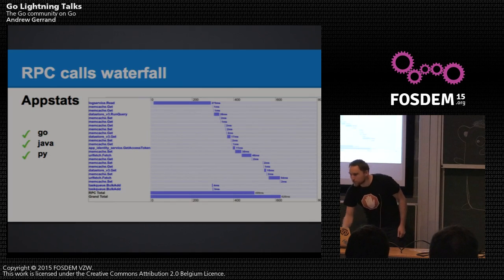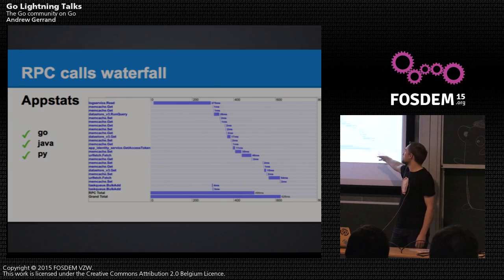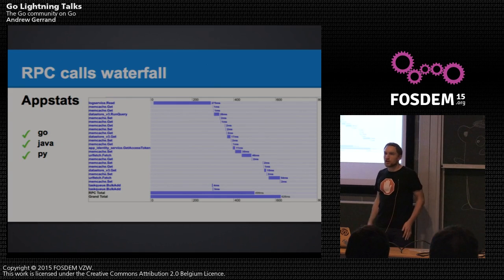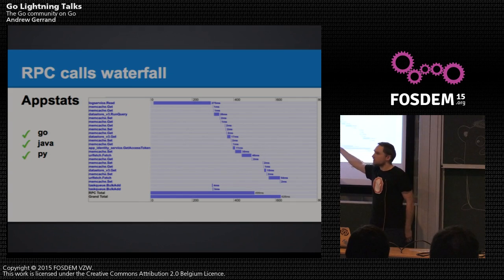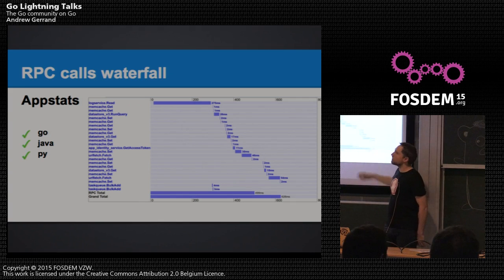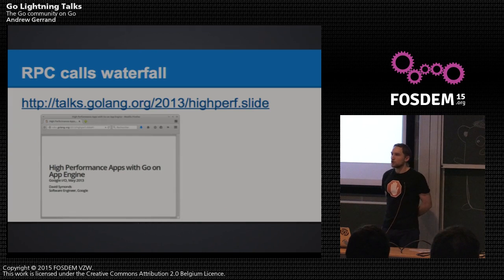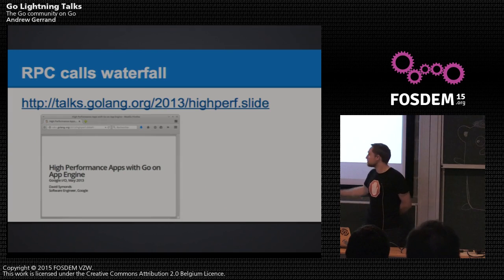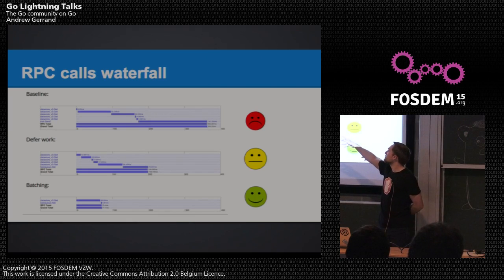You have the waterfall. Usually, when your request takes 600 milliseconds to respond, that is not great. We can see it's because of all the RPC calls that are queued. And you can use appstats in Go, Java and Python to see this waterfall and decide if you can do better. I highly recommend to all of you, if you want to use App Engine, to look at the talk by David Symonds, High Performance Apps with Go and App Engine. And I took these waterfalls from this talk.